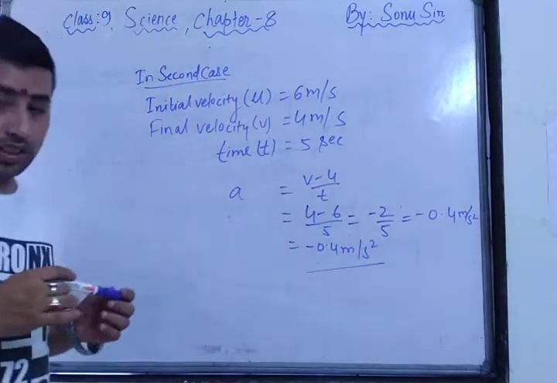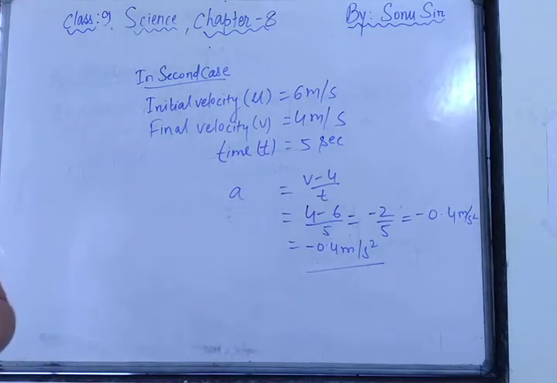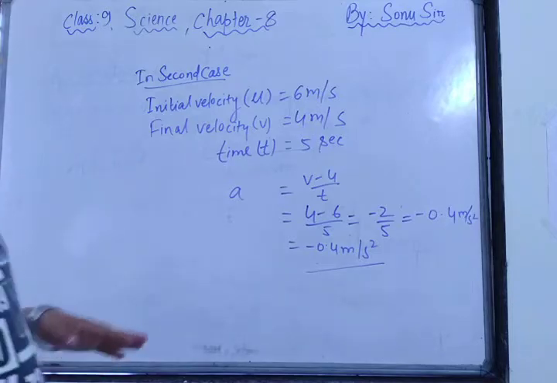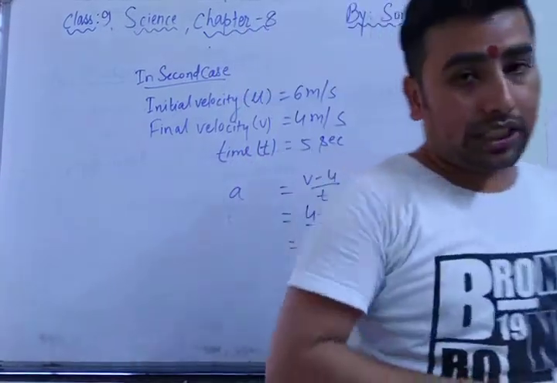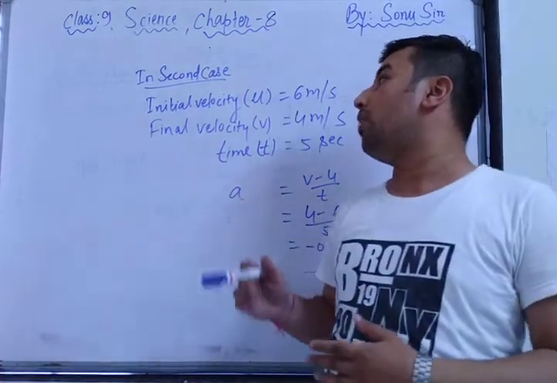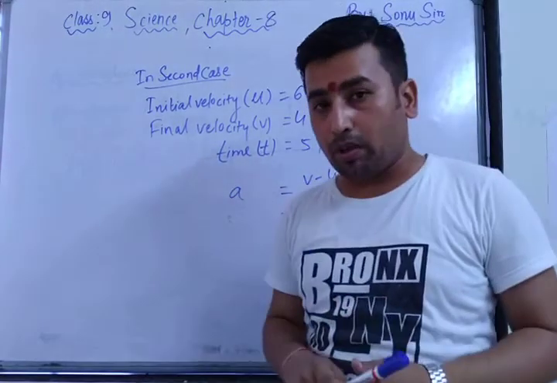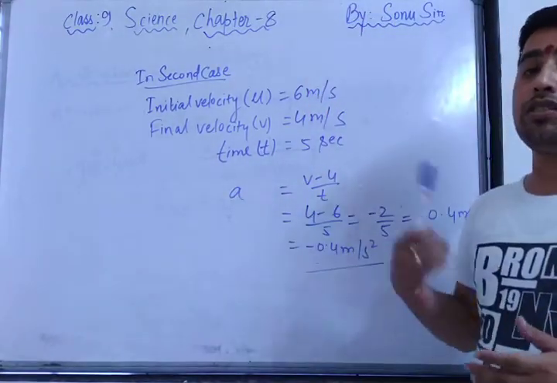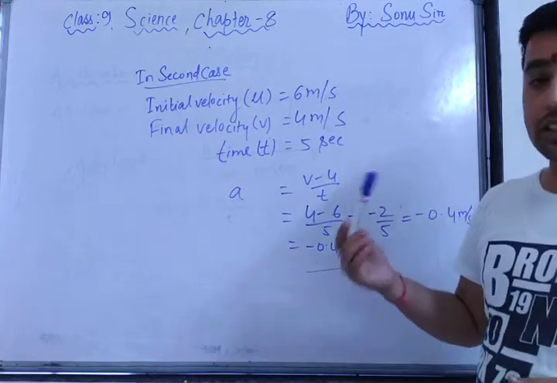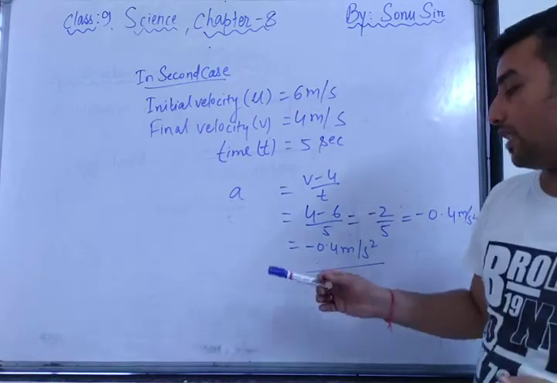So remember, whenever you are getting this type of answers, no need to worry. The acceleration of the bicycle in the first case is 0.2 meter per second square, and in the second case is minus 0.4 meter per second square. So you can see the acceleration value can be negative also, can be positive also. But remember, if the initial velocity is lower than final velocity, your answer will be positive, and if the initial velocity is greater and final velocity is less, then definitely you are going to get the answer in negative.